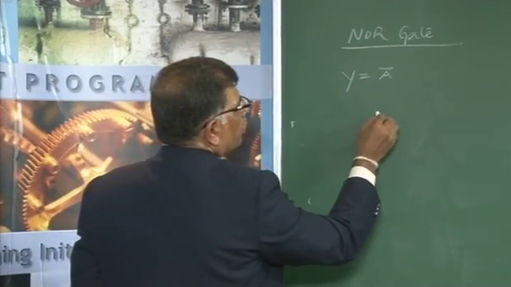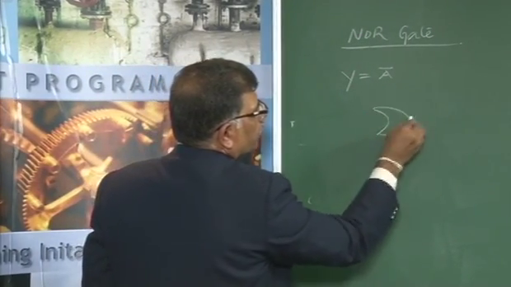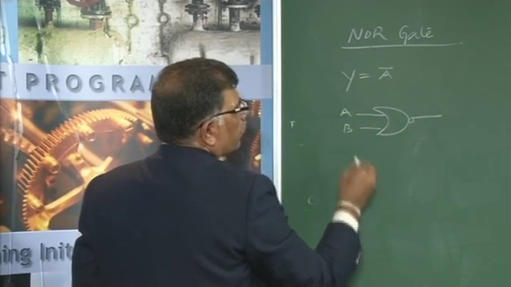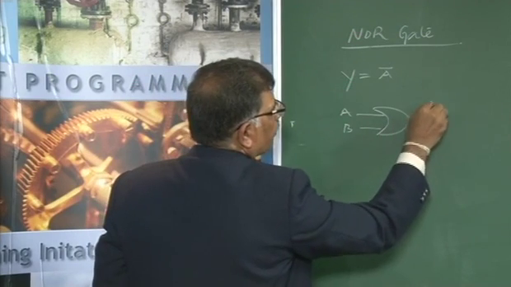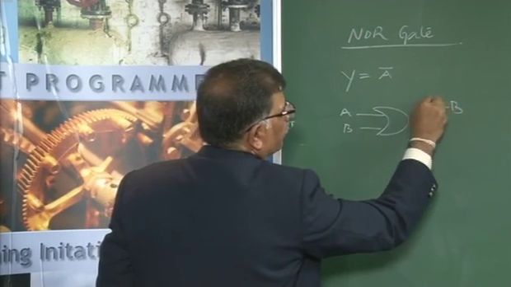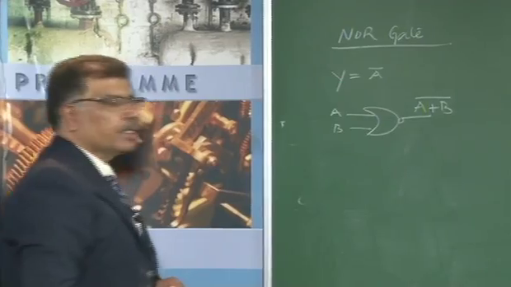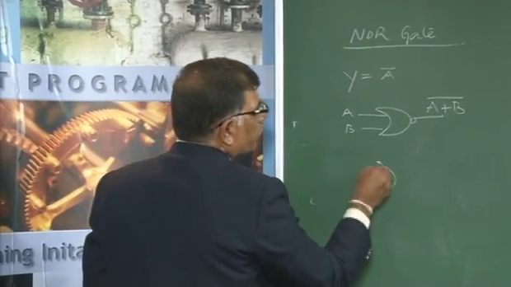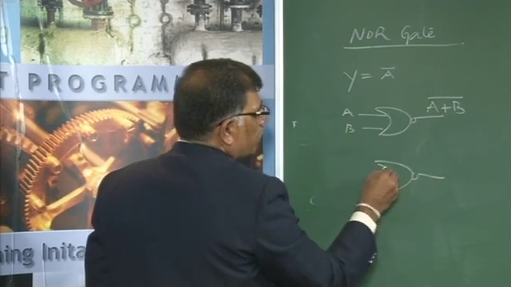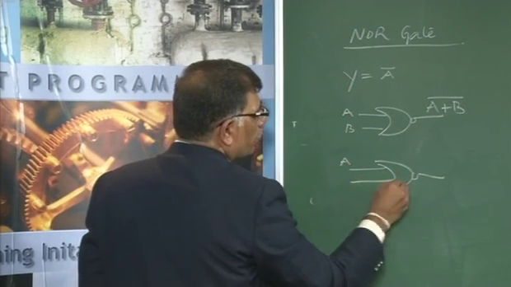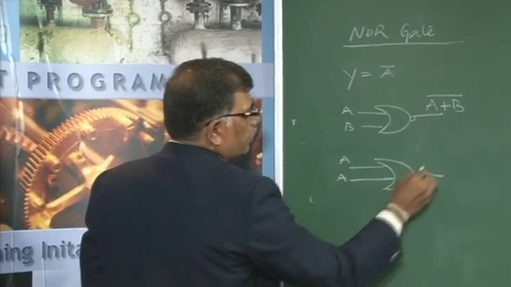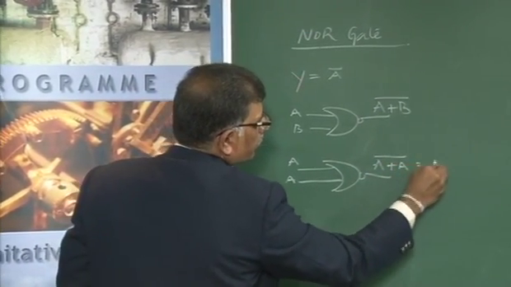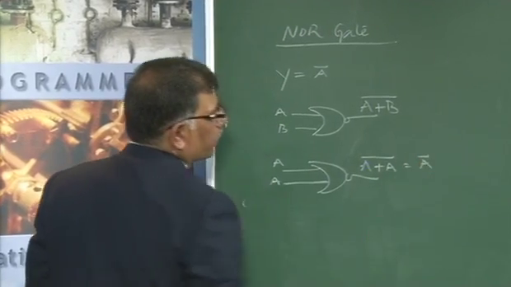As you know, the symbolic representation of a NOR gate has inputs a, b. If I give inputs a and b, I will get an output of (a plus b) whole bar. This is a NOR gate. To get a NOT gate operation, you give the same input to both pins, like a and a. Then I get a plus a, which is equal to a itself, so I will be getting the complement term.